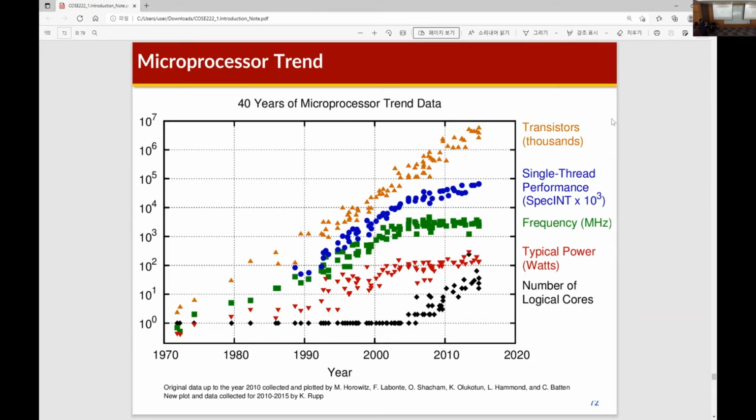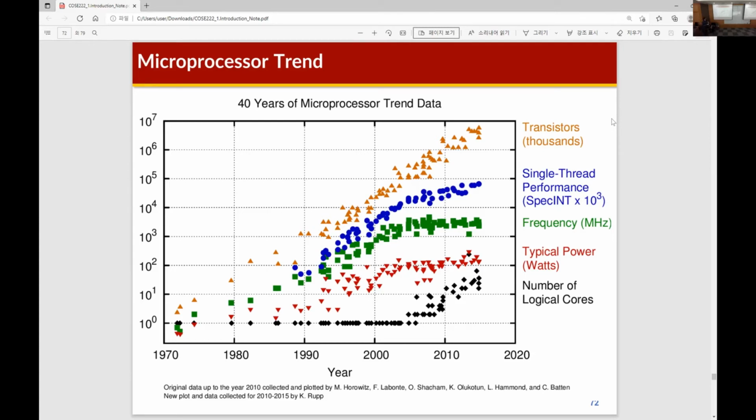So the performance is slightly increased, but in the past the performance increased exponentially, and now it is saturating. How about the frequency? As I said, the frequency already saturated in the early 2000s. And then power is increasing, but it's still increasing.